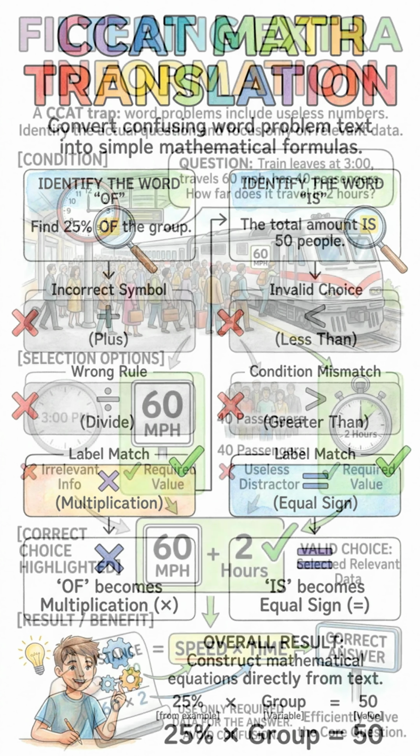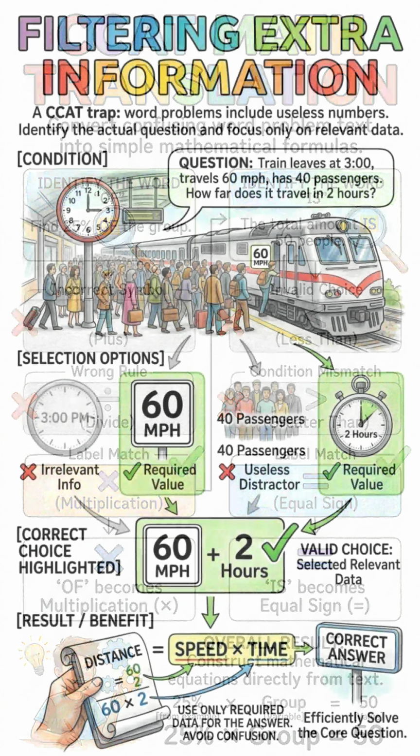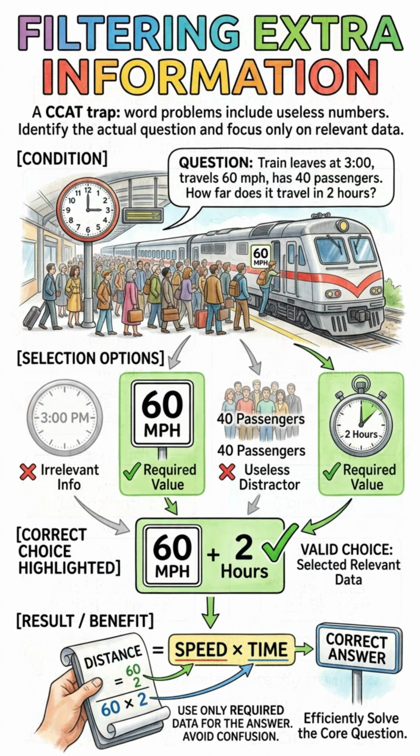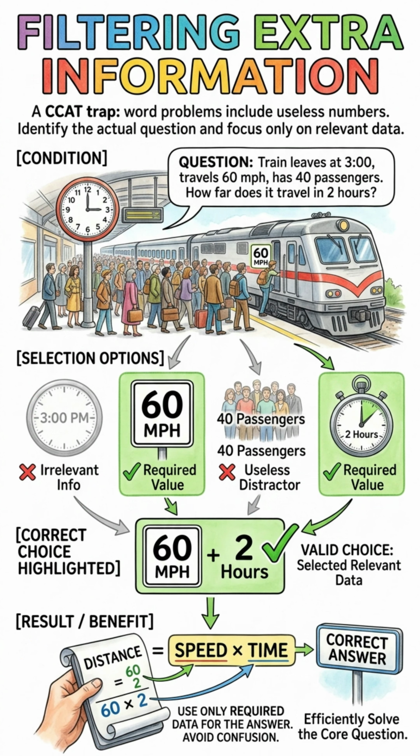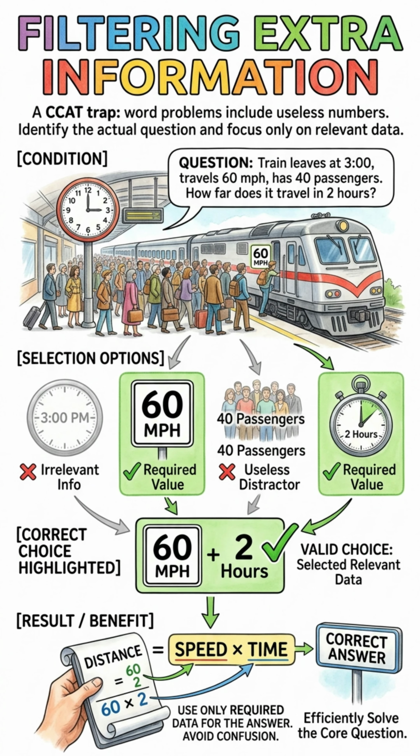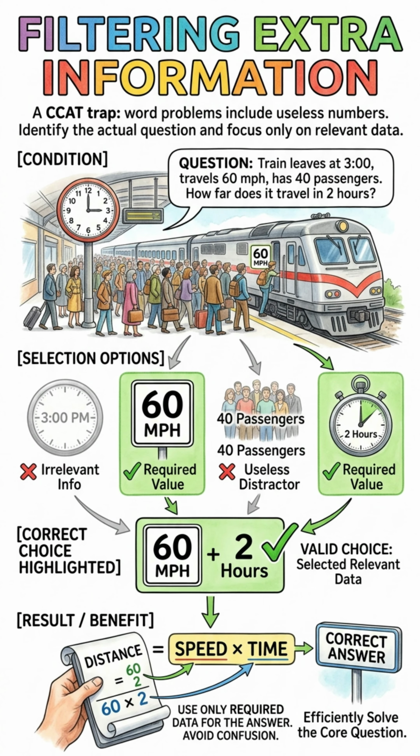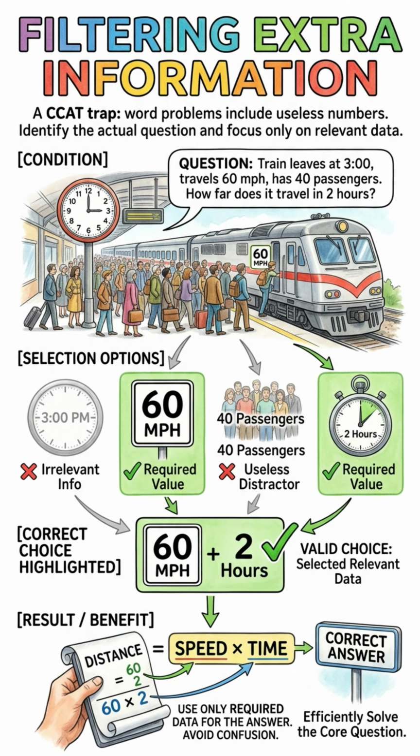A major trap hidden inside word problems is the inclusion of completely useless extra information. A question might tell you about a train leaving a station at 3 o'clock, traveling at 60 miles per hour, with 40 passengers on board, and ask how far it travels in 2 hours. The number of passengers is just distracting noise meant to confuse your formula. You must actively hunt for the actual question being asked, and deliberately ignore any numbers that do not directly help you solve that specific question.